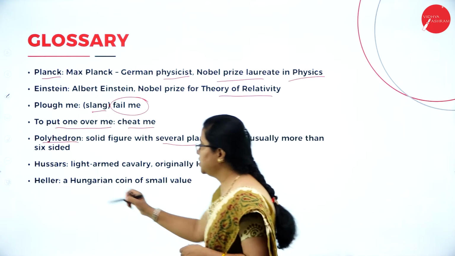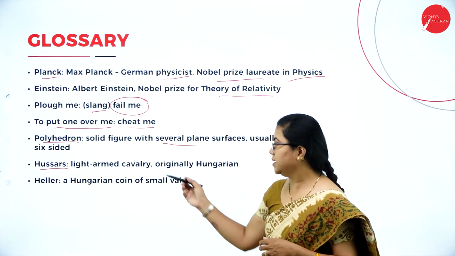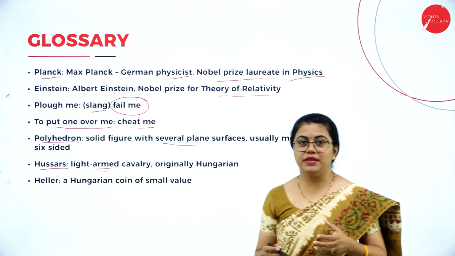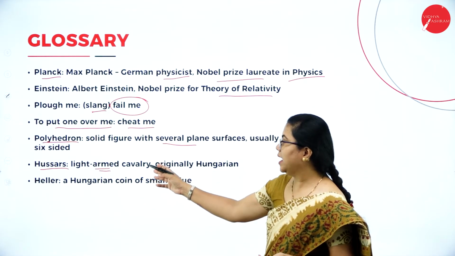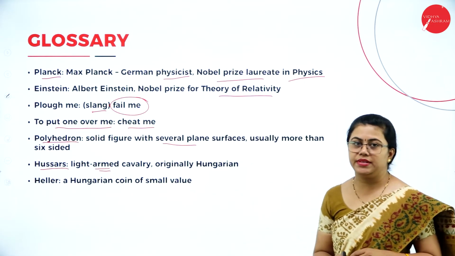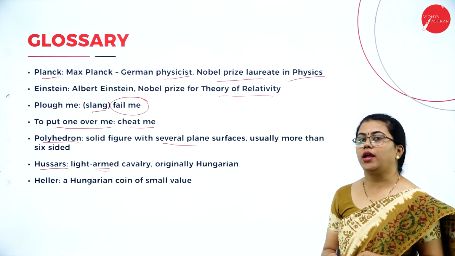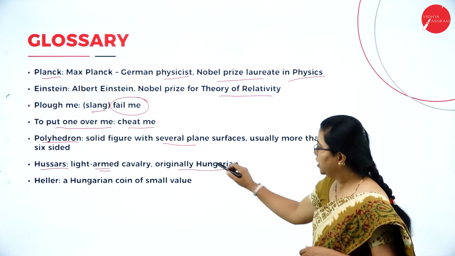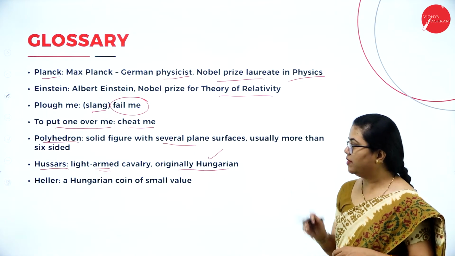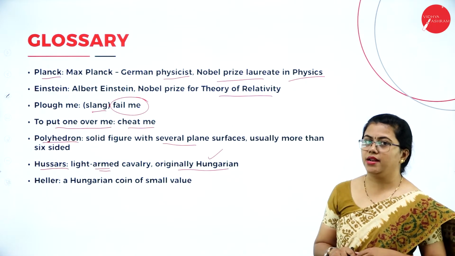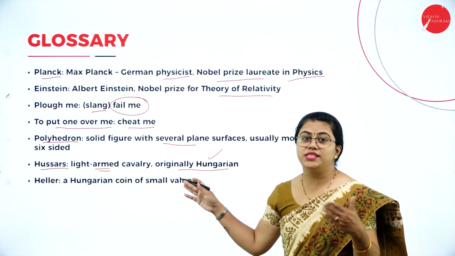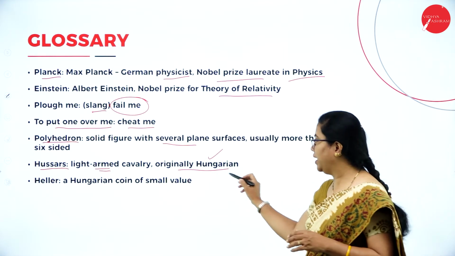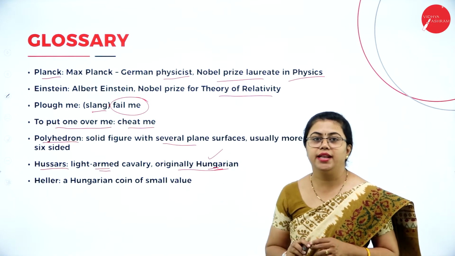Then we have hussars. Hussars are the light armed cavalry. Light armed means those who have arms, that means weapons. Okay, so light armed cavalry, those who do not have heavy weapons with them. Cavalry, people who ride and fight the war. So originally Hungarian. So he refers to Hungarian cavalry here. Okay, hussars, Hungarian cavalry. So here the author who has translated, right? He has retained the same word because he wanted to retain the originality of the Hungarian writer.